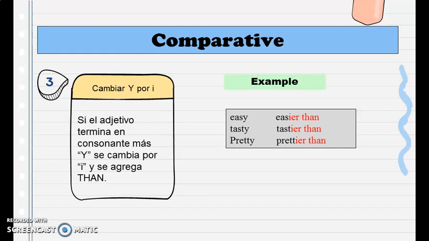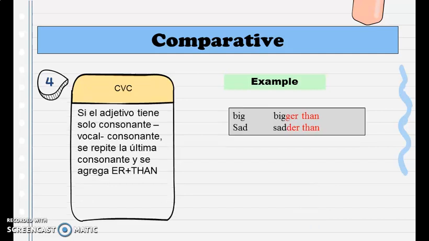Pretty, prettier than. Fíjense que aquí en estos adjetivos que terminan en la letra Y, esa Y está precedida, es decir, tiene delante una consonante. En estos casos se cambia esa Y por I latina y se agrega ER+Than. In this case, you are changing letter Y. This is the third rule.